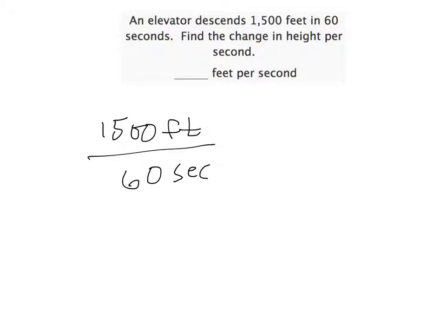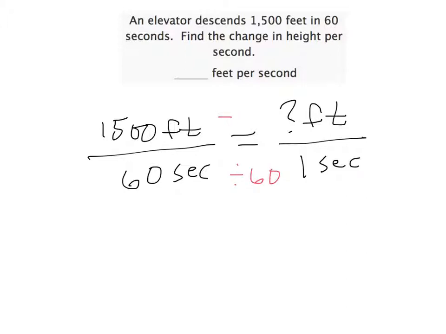So basically what we want to know is some amount of feet it goes in 1 second. That's what per means. So anytime you see per second, that just means in 1 second. So let's look here. How do we go from 60 to a 1? Well, that's by dividing by 60. So if we do it to the bottom, we're going to do it to the top as well.